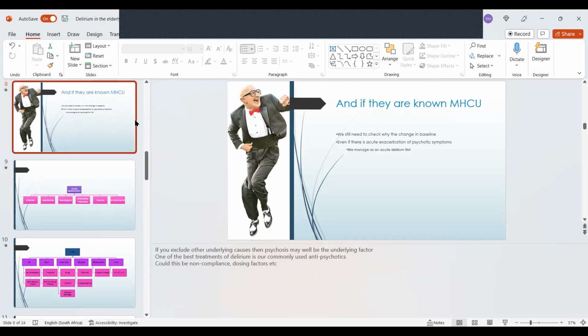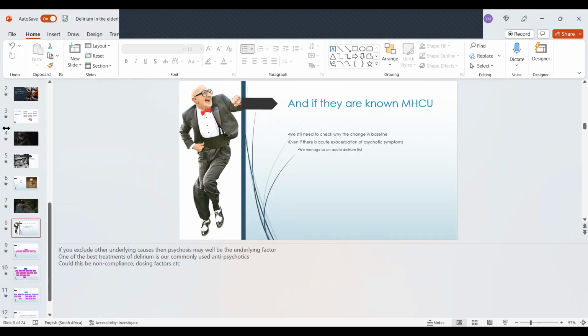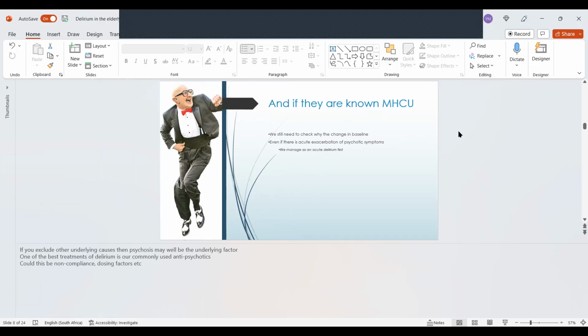All right. So the question comes, what if there are known mental health care users? If they're known mental health care users, generally they would have been diagnosed at a much earlier age. It's unlikely, like we said, for them to have primary. It's not impossible to have primary psychiatric illness. It's just less likely. So we still need to check why the change in the baseline. And if there is an acute exacerbation in their psychotic symptoms, we manage them as an acute delirium first. So we look for all of these things that could be causing a problem.